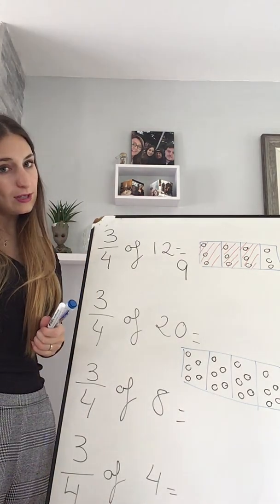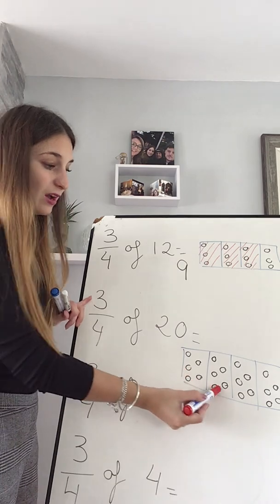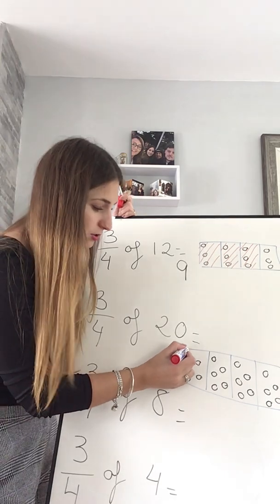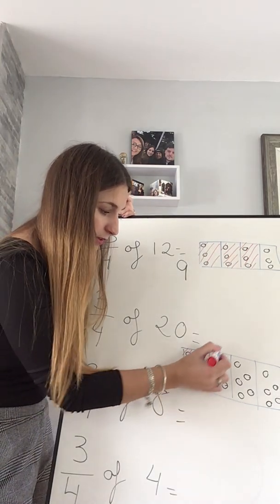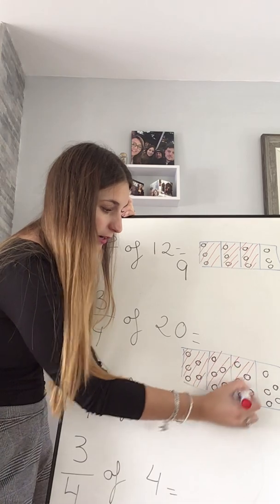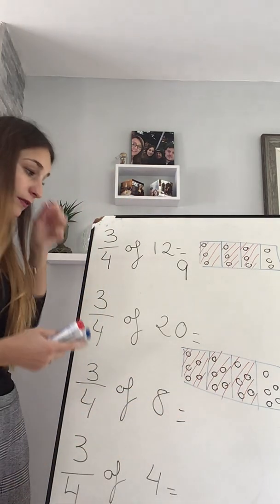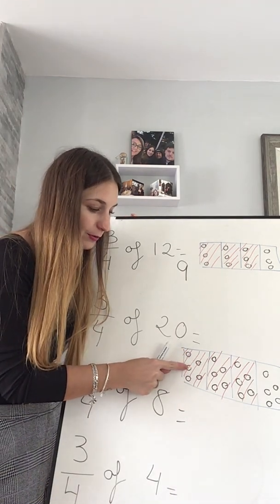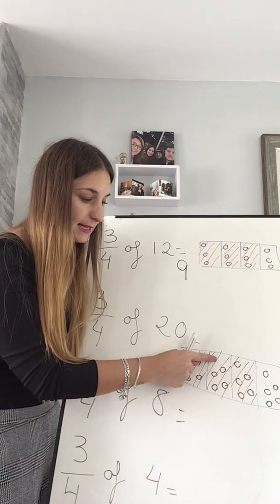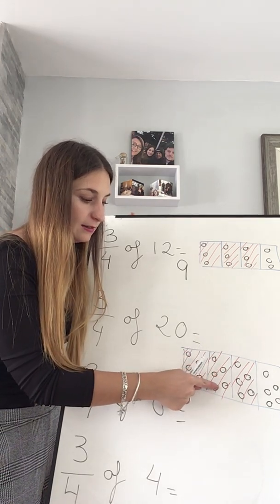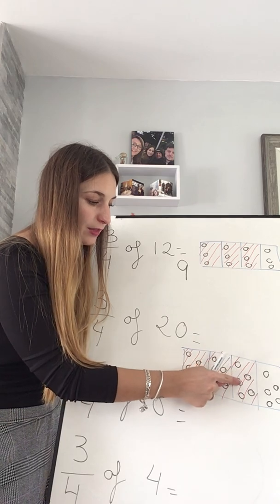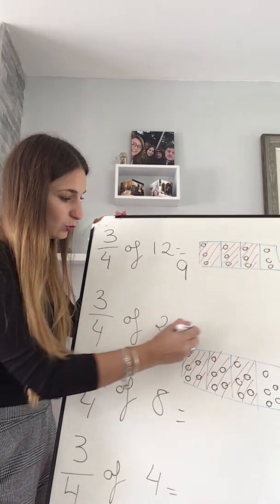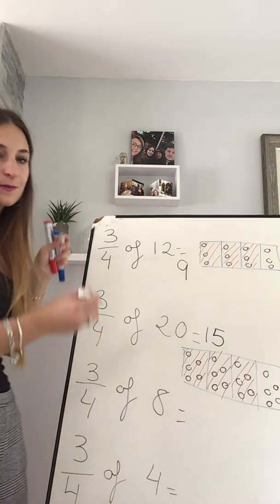Now you know you need to get 3 equal parts. You have 4 and you need to know how many you have if you only get 3. So you get 1, 2, and 3. Let's count how many you have in total. Ready? 1, 2, 3, 4, 5, 6, 7, 8, 9, 10, 11, 12, 13, 14, 15. So 3/4 of 20 is 15.